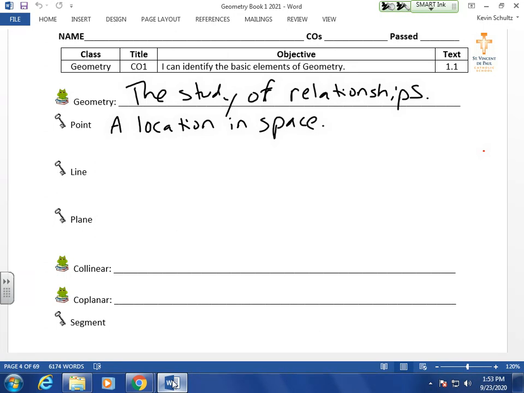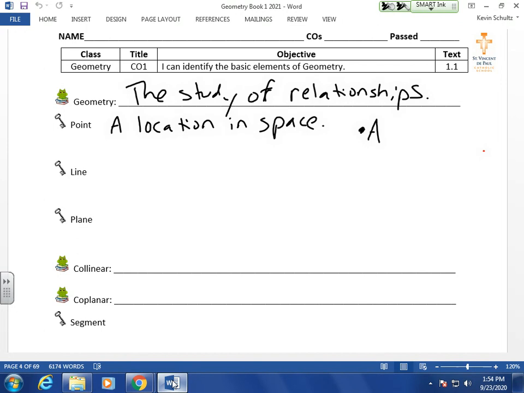I'm not talking about space like outer space, although you can probably think of, when you look up at the sky, the different stars being points. It's similar there. But the notation for a point is a dot with a capital letter. That would be point A. A dot with a capital letter. So far, so good?